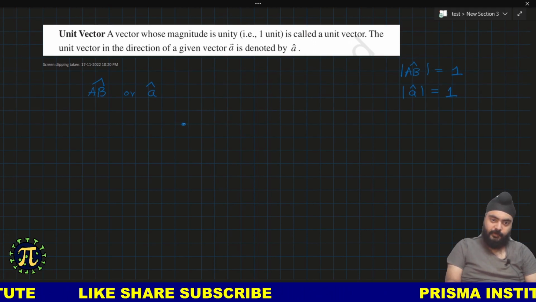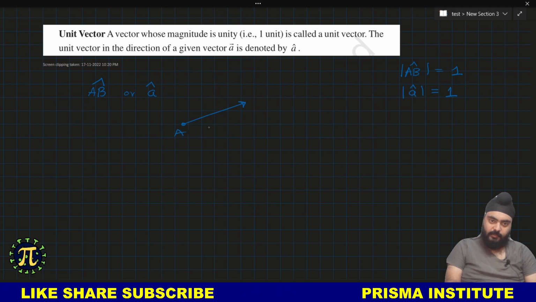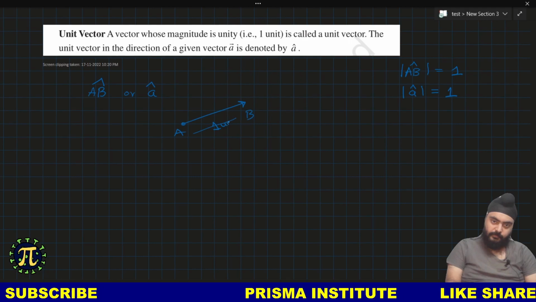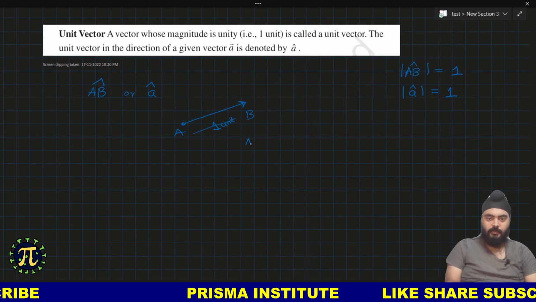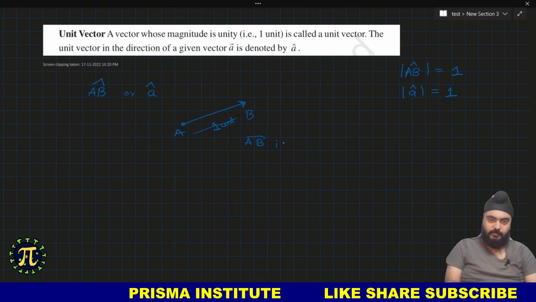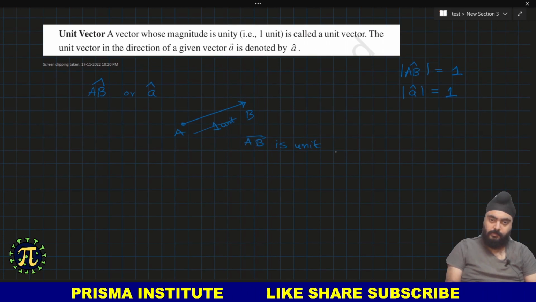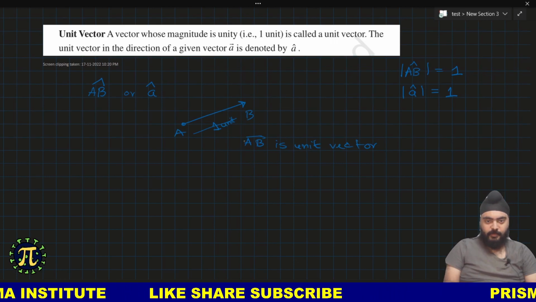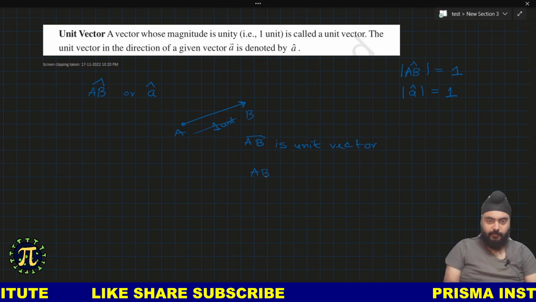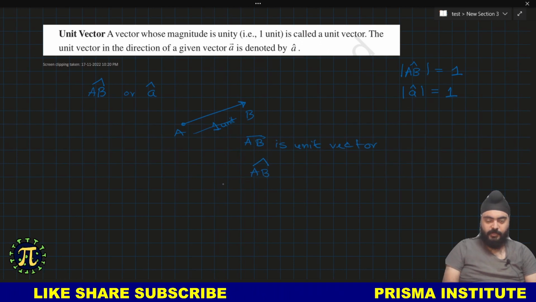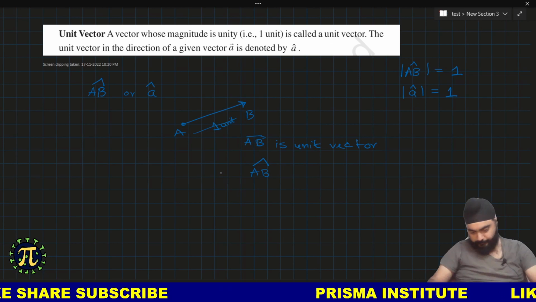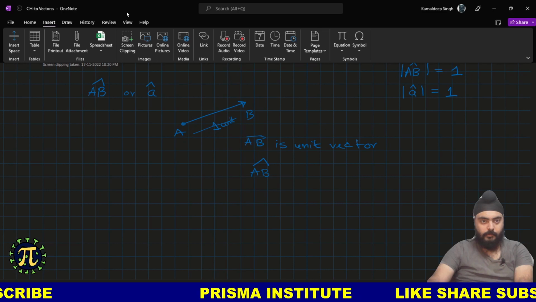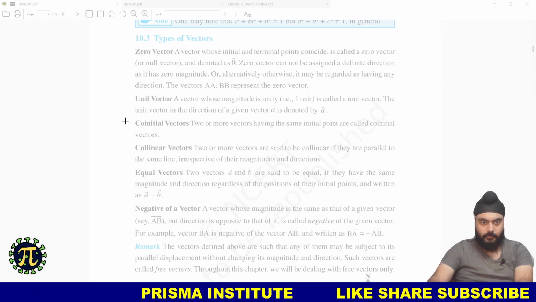If I draw this vector AB, and if this length is 1 unit, then the vector AB is a unit vector. And instead of putting a vector sign, you should mostly put a cap sign on it so that we know it's a unit vector. Let's see next. Co-initial vector.